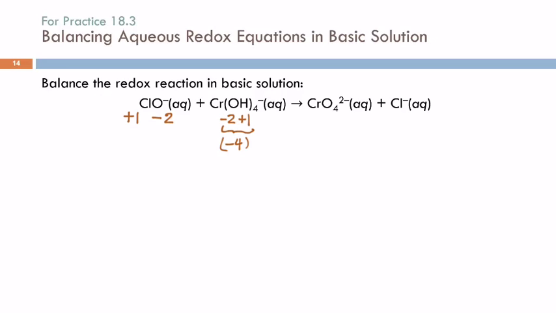And then we've got the chromium, we'll call it X, and this has to add up to -1, right? Because the overall charge on this whole thing is -1. So what's X? +3. So the chromium is +3.